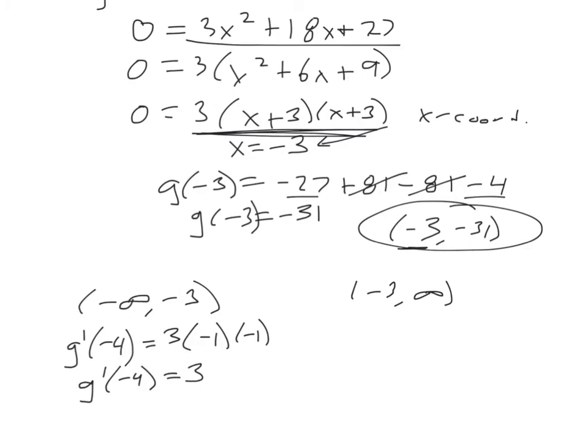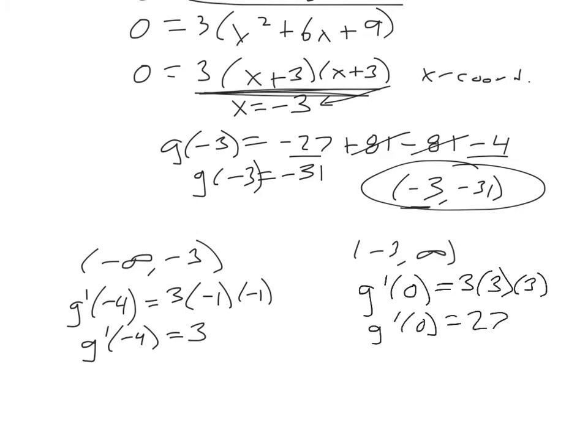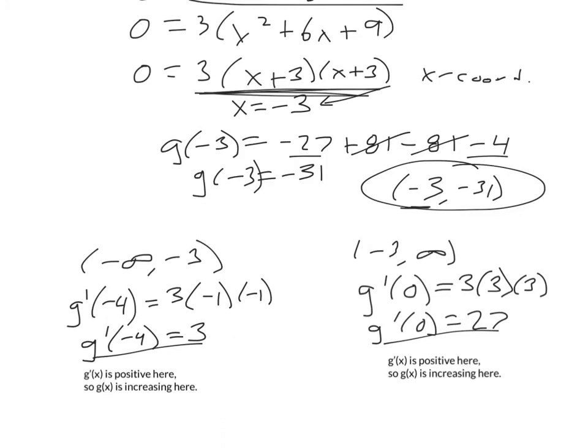And I want to write my little statement about what this means down here, but I'm going to figure out the other one first. Here I'm going to do g prime of 0, because I know that's going to be a really easy one. g prime of 0 is going to be 3 times 3 times 3. That means g prime of 0 is 27. So what do we notice about both of these? Hopefully you notice that both of these are positive. So since the derivative is positive, what does that mean about the original function? It means the original function is increasing.